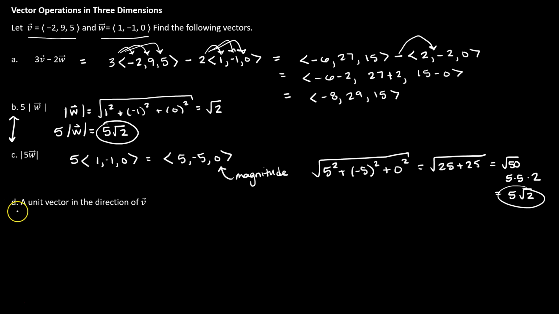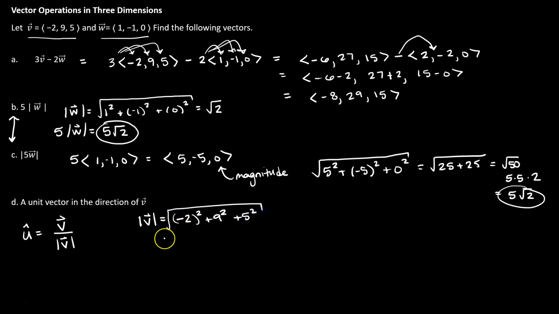Part D, a unit vector that's in the direction of v. So remember that unit vectors are exactly 1 unit long. If I want it to be in the direction of v, then I'm going to take v and divide it by the magnitude of v. So I need the magnitude of v, which is the sum of the squares of each component. So I have negative 2 squared plus 9 squared plus 5 squared, all square rooted, and we can simplify that. We found the magnitude of v to be the square root of 110.